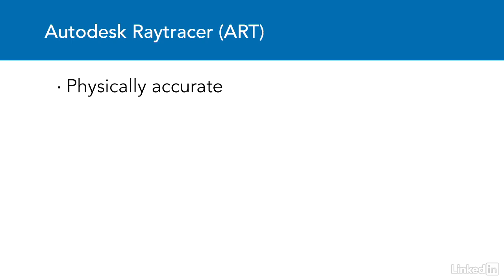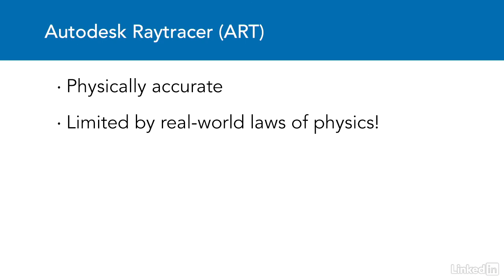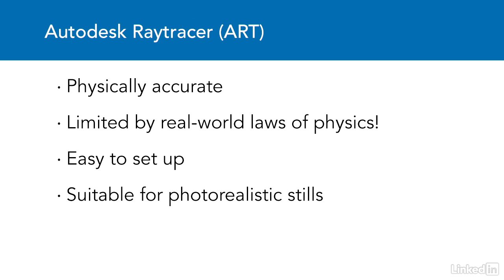ART, or the Autodesk Ray Tracer, is another software renderer, and it is physically accurate, unlike the Scanline renderer. However, ART is limited by real-world laws of physics. This is kind of crazy, but if you can't do it in the real world, then you can't do it in ART. In other words, you can't exclude lights and shadows. Really, you can't break the rules. However, ART is very easy to set up. All you need to do is adjust one quality slider and you're off and running. ART is really best suited for photorealistic still imagery.